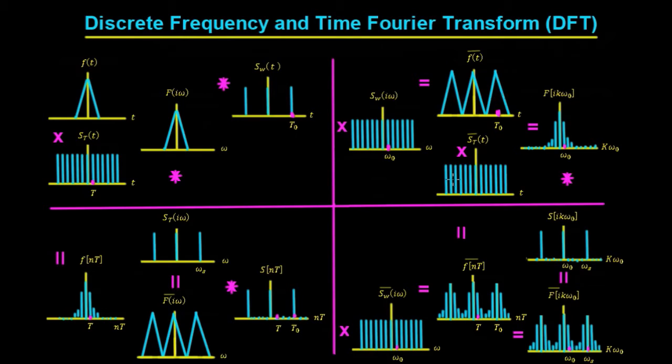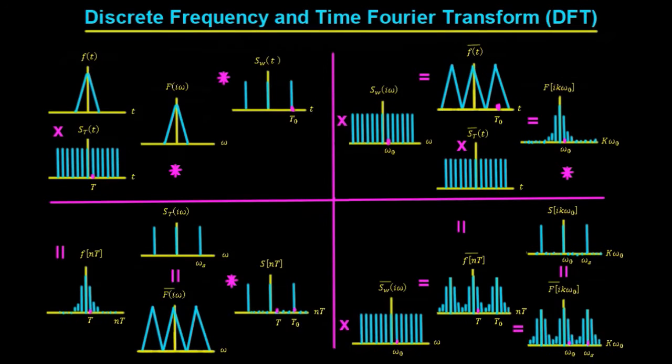So we sample it by multiplying it by this impulse train here. And whenever we sampled it, we get this sampled function here, which again is going to be discrete and it's going to be periodic. So we're going to end up with a function here in this domain that is both discrete and periodic in time and also in frequency.